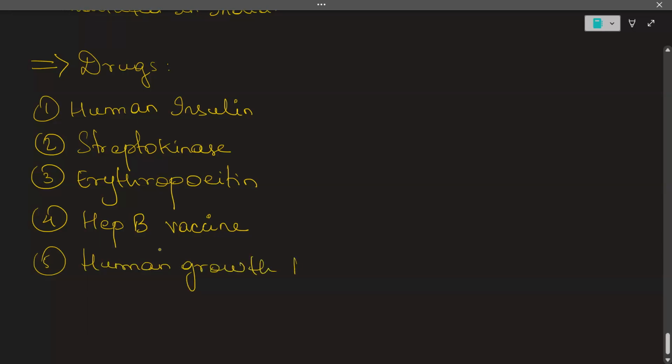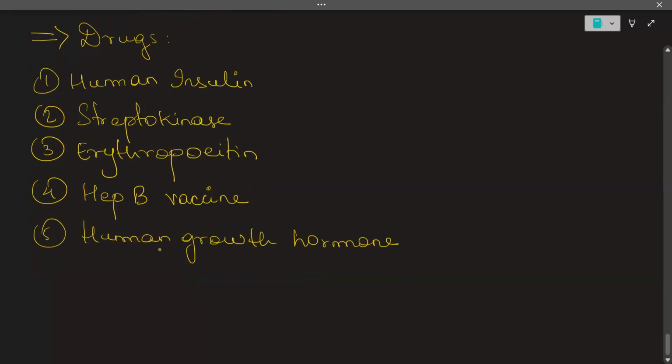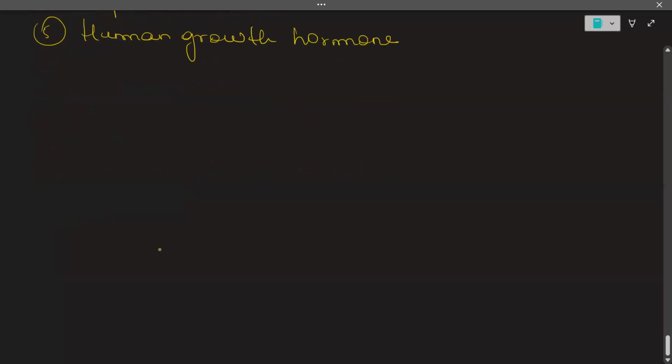So human growth hormone, that is also engineered with biotechnology, and there are many. This is just out of the 12, I have named five of them. All right. Now, we are going to talk about the recombinant insulin or the genetically engineered insulin. Very, very important.